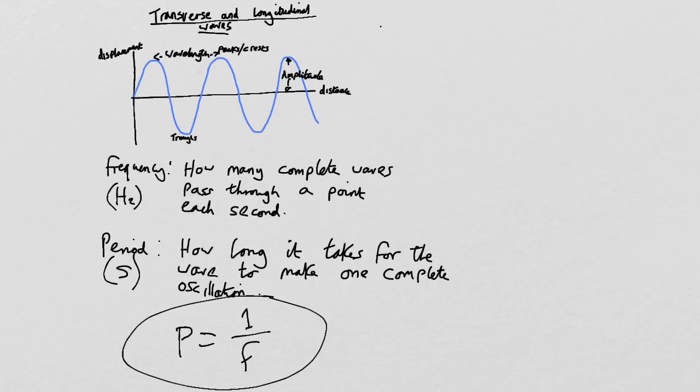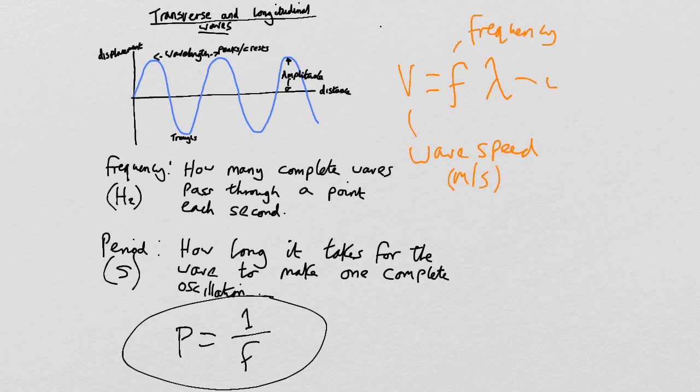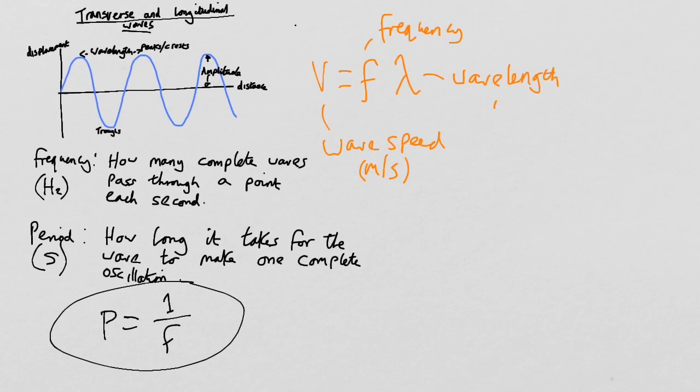Before we move on and look at transverse and longitudinal waves in more detail, and we look at some examples of that, I just want to introduce you to the wave equation. So waves have got a certain wave speed, how fast they travel. We're going to represent that with v. That's equal to the frequency of the wave times by the wavelength, and we're going to represent wavelength with this Greek letter lambda. So we've got wave speed in meters per second, we've got frequency in hertz, and we've got wavelength in meters.